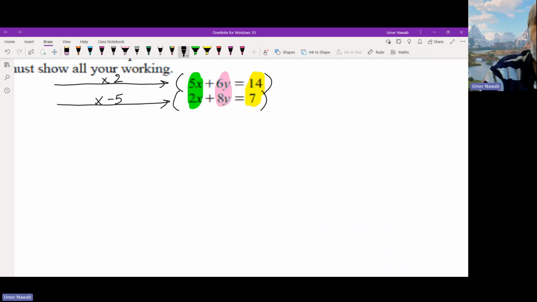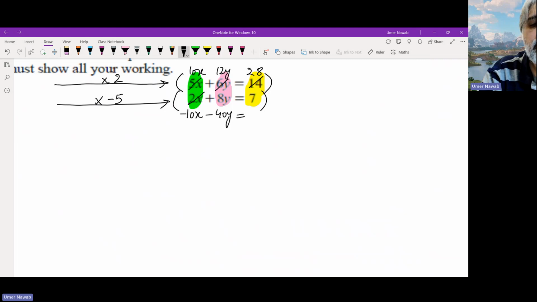So what happens when 2 is multiplied with 5x? It makes 10x. When 2 is multiplied with 6y, it makes 12y. When 14 is multiplied with 2, it makes 28. When negative 5 is multiplied with 2x, it makes negative 10x. When negative 5 is multiplied with 8y, it gives you negative 40y.